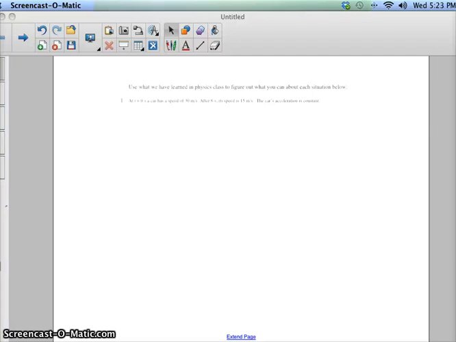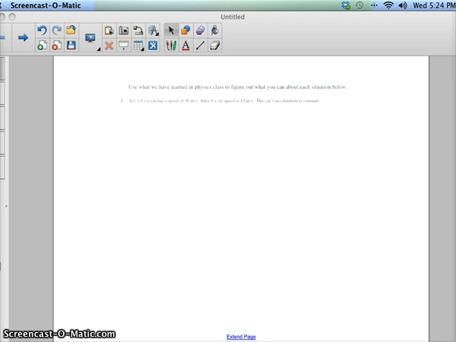All right. So I just wanted to give you a little help with your worksheet. On this worksheet, I actually took out the questions because I strongly believe that's going to help you to become a better problem solver. So the only instructions I gave you were to use what we have learned in physics class to figure out what you can about each situation.